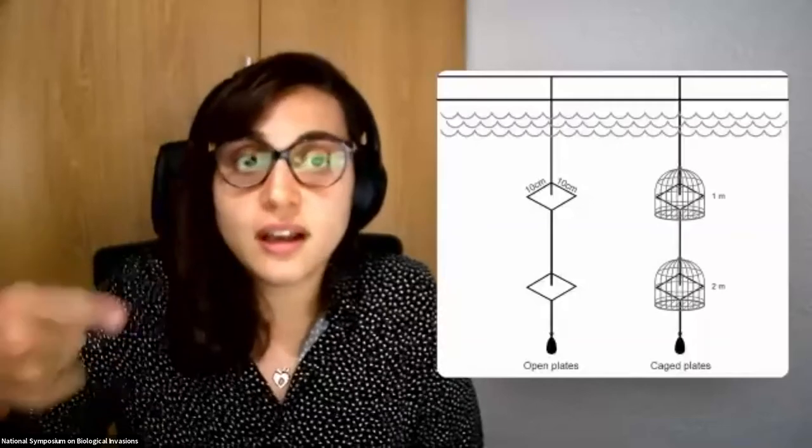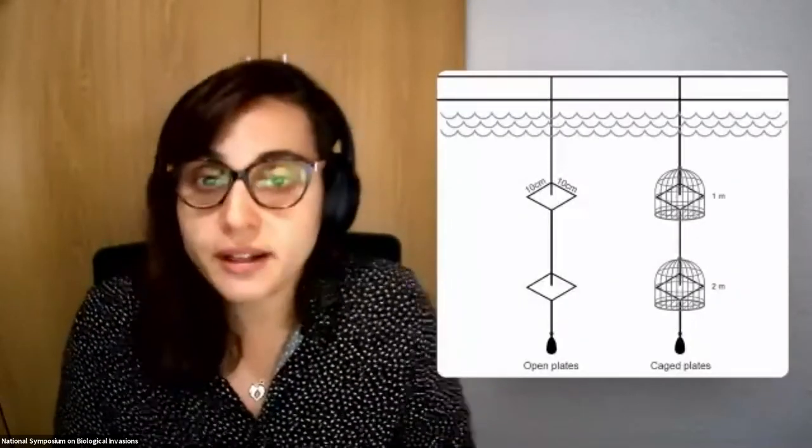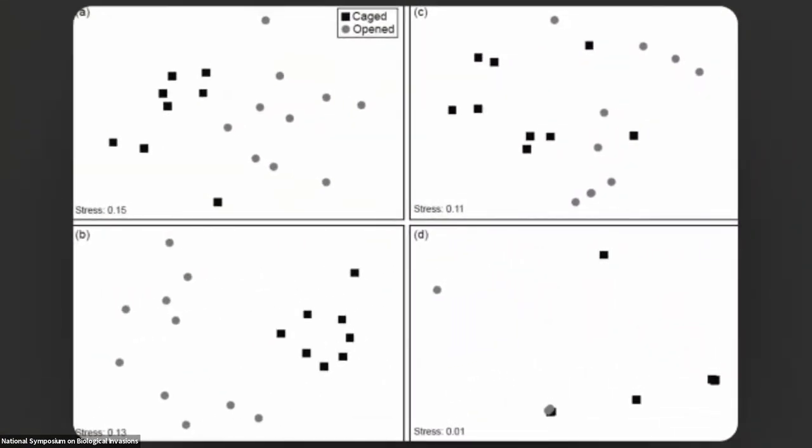And as you can see in this image, we use two different types of array. So we have open and caged plates. Why have two different types of array? Well, as you can see in these graphs, the composition of species in both arrays is represented. Caged are represented by black squares and open by gray circles. Each graph is for one of the study sites. And as you can see, the species composition differs between array types in all of them, showing that they detect different species.